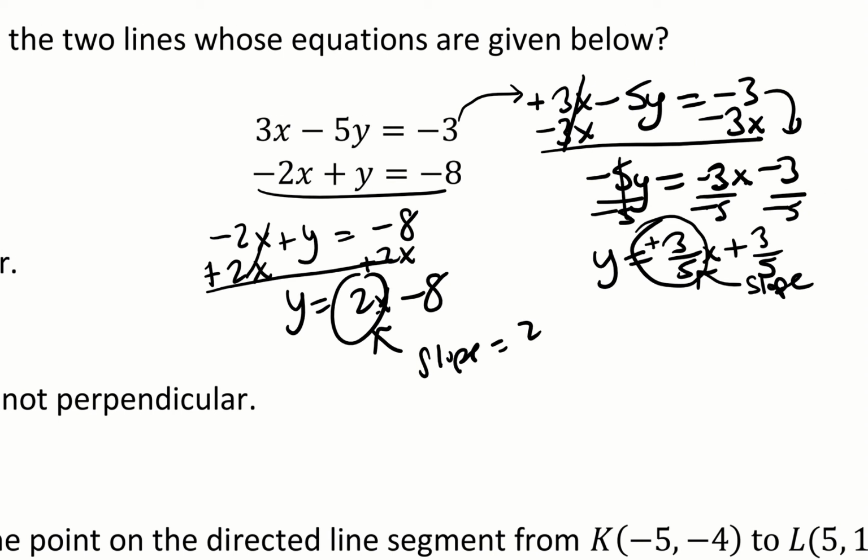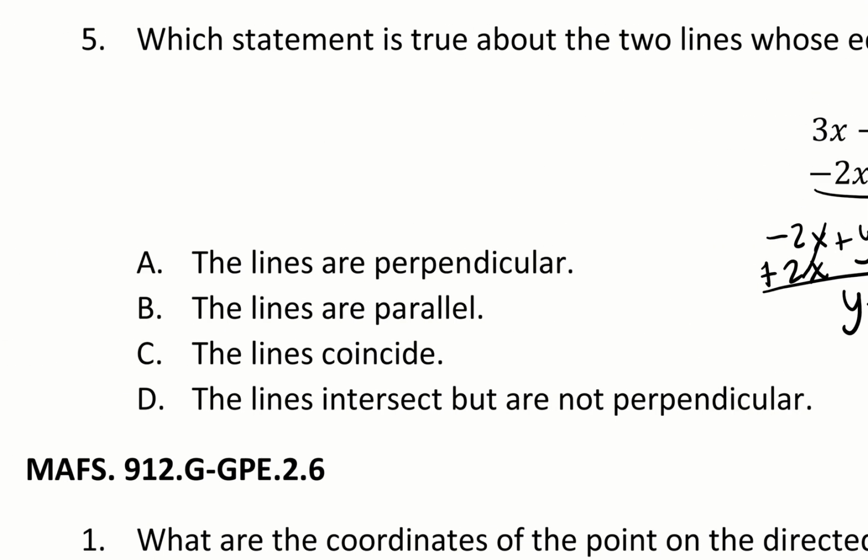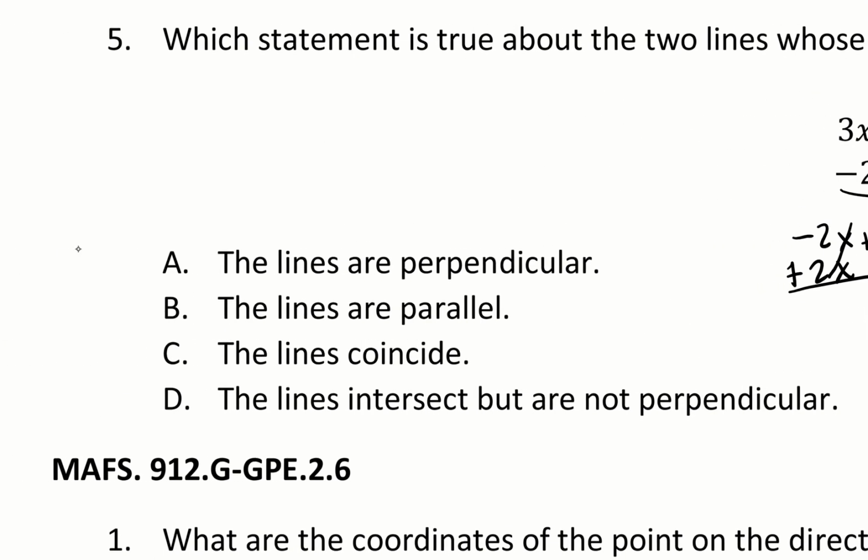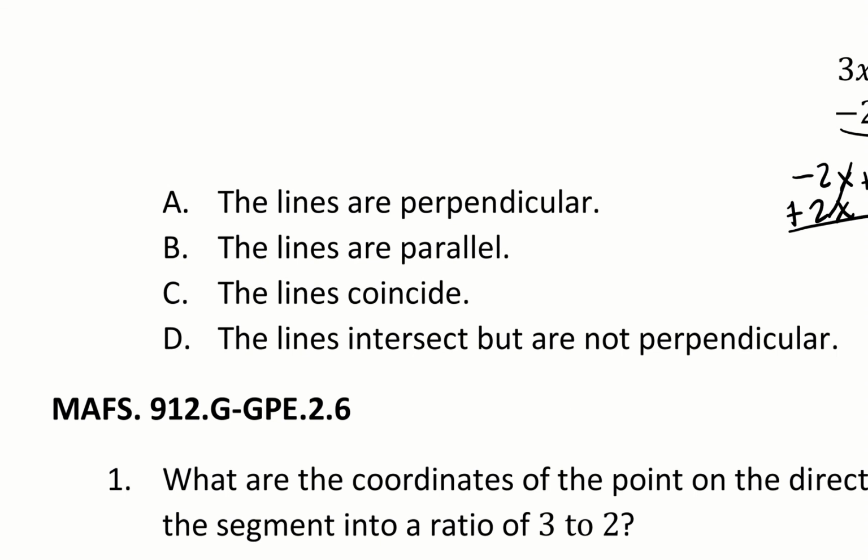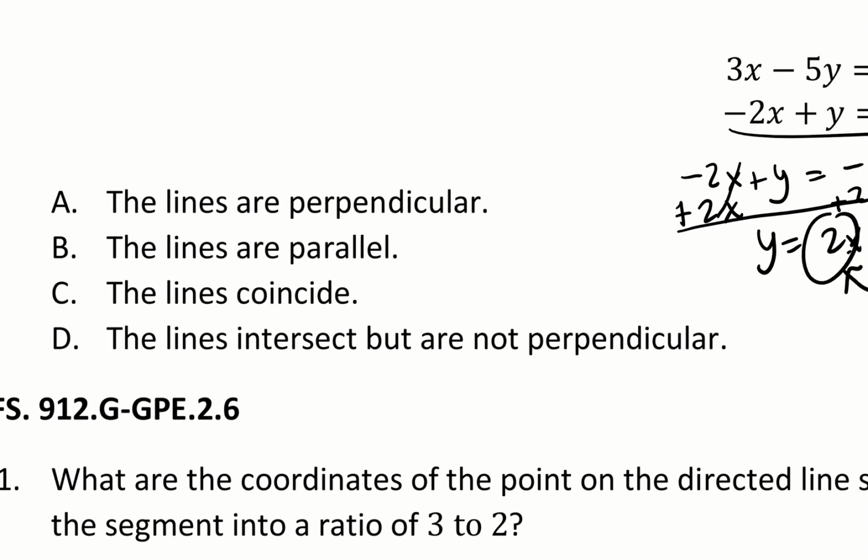They're also not perpendicular because you can't flip 3 over 5. If you flip 3 over 5, you get 5 over 3. And 5 over 3 does not equal 2. So therefore, it's not perpendicular either. And the lines do not coincide because they don't even have the same slope. The lines intersect but are not perpendicular. That would be true.